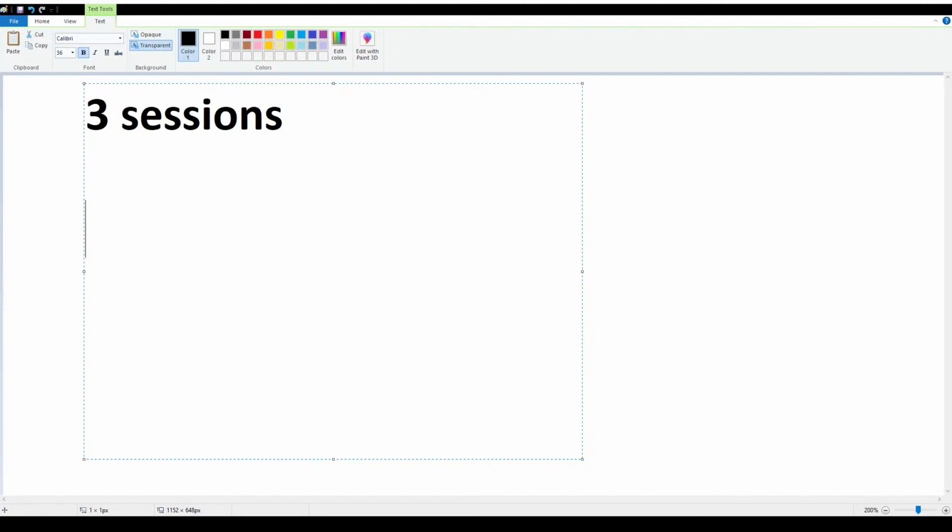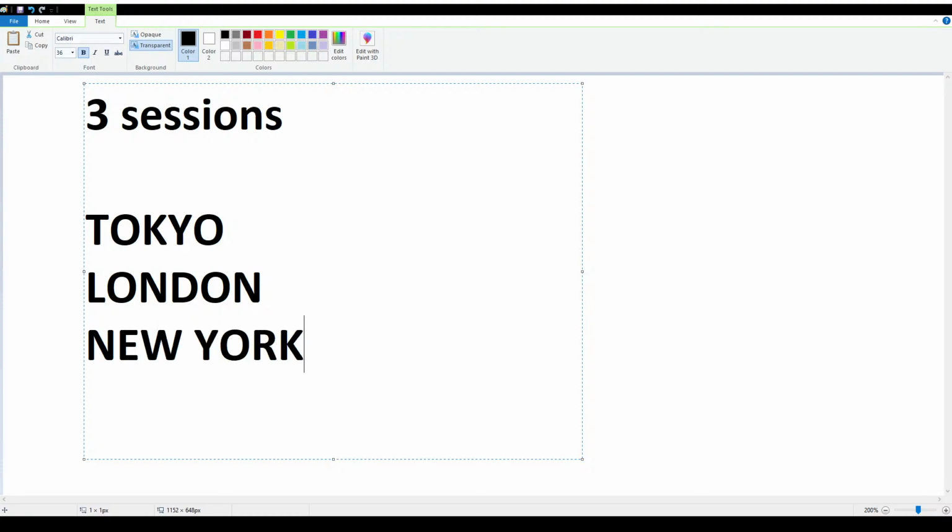Yeah, guys. So there's three sessions in the Forex market. There is the Tokyo session. Hopefully I wrote this correctly. Tokyo session, and then there's the London session, and then there's the New York session. So guys, understand this.